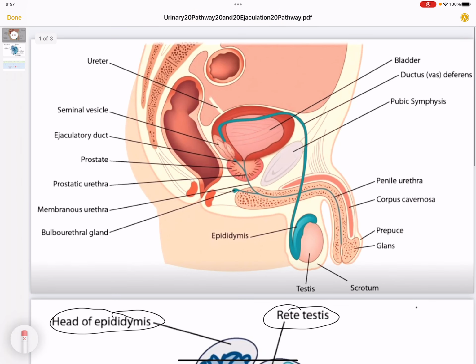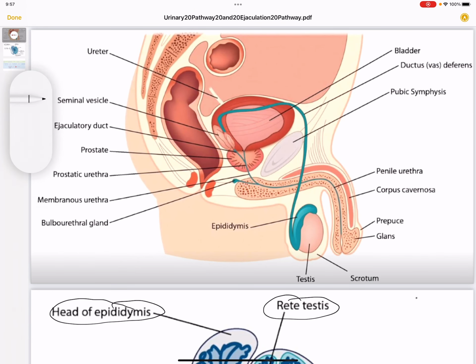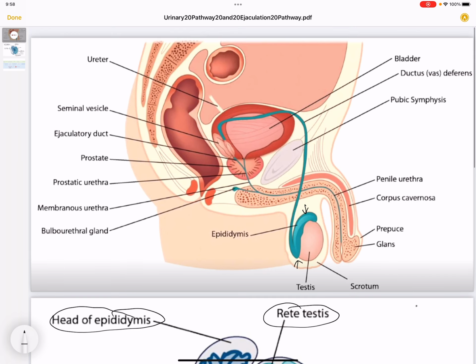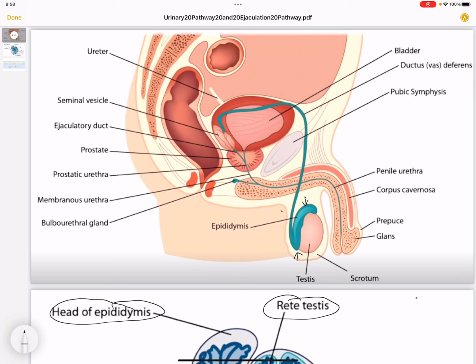If we go back to our previous image, we could see the head of the epididymis over here, then the tail of the epididymis. Then it is going to travel through the vas deferens, which is this tube over here. Now, you can clearly see that the vas deferens is going to empty the sperm into the seminal vesicle.